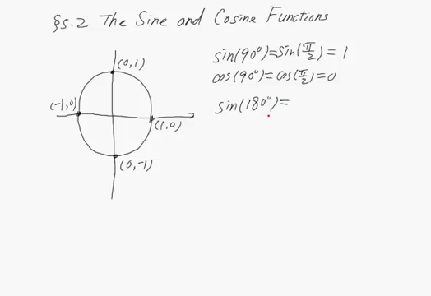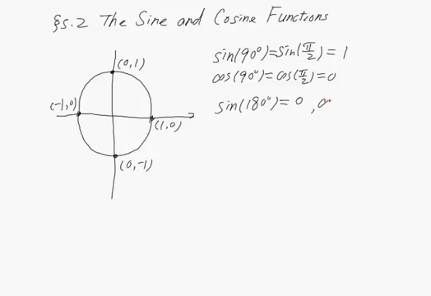Now, how about the sine of 180 degrees? 0, right? You see, 180 degrees is a straight angle, and its terminal side is the negative x-axis. So the point of intersection is here, and its y-coordinate is 0, right? So the sine of 180 degrees is equal to 0.